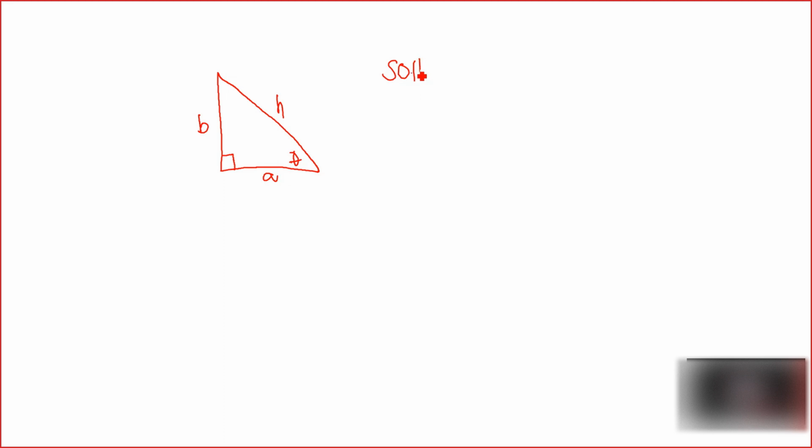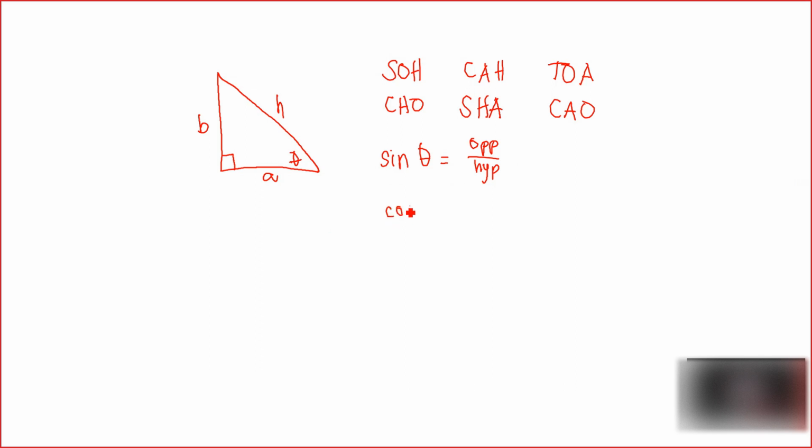In grade 9, I believe you are quite familiar with the mnemonic SOH-CAH-TOA. It stands for: sine theta is equal to the opposite over the hypotenuse; cosine theta is equal to the adjacent over the hypotenuse; and tangent theta is equal to the opposite over the adjacent.